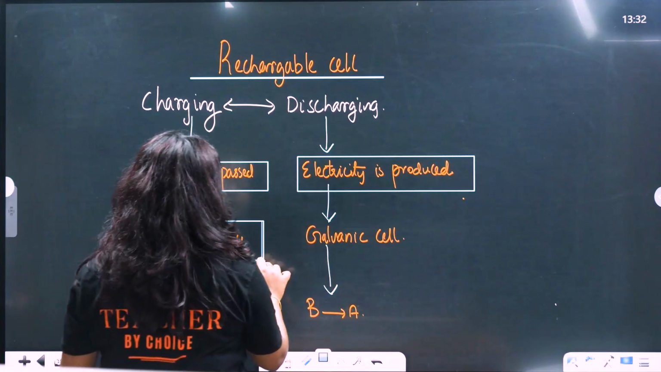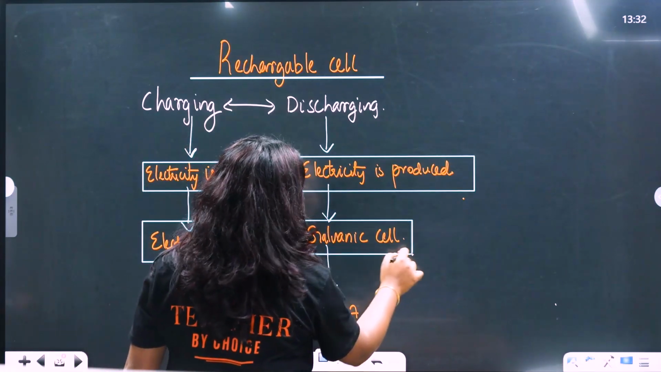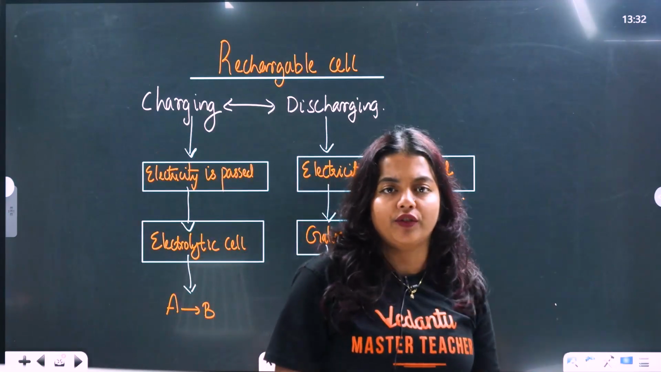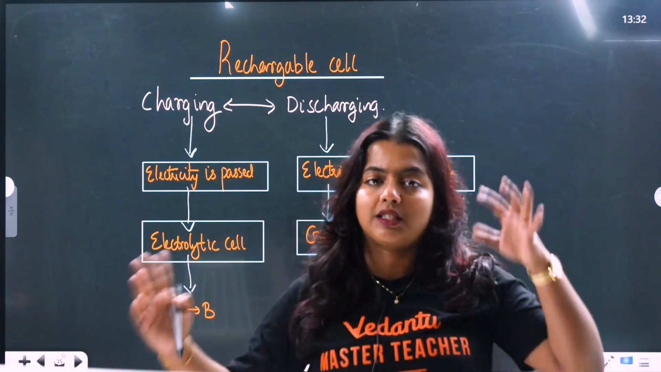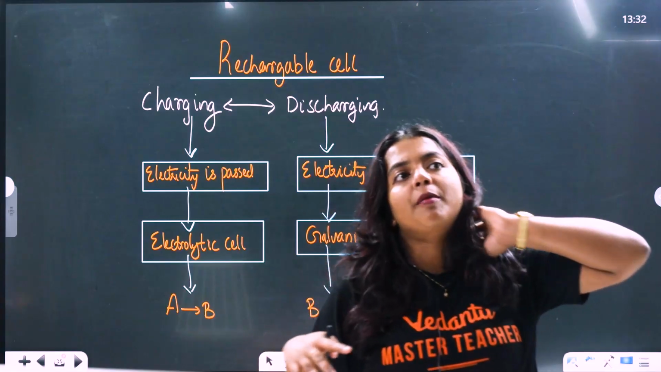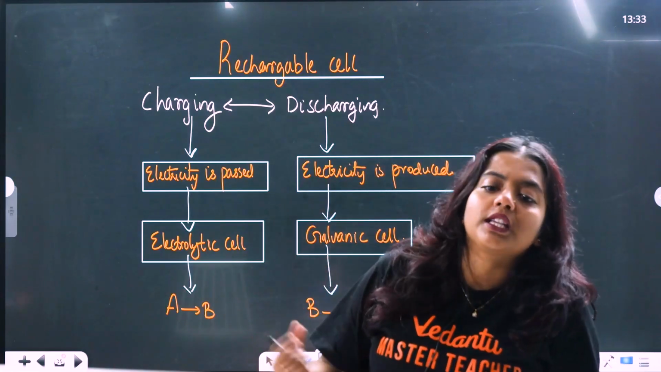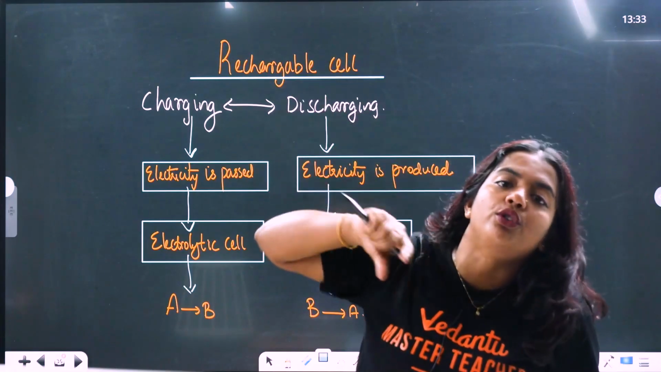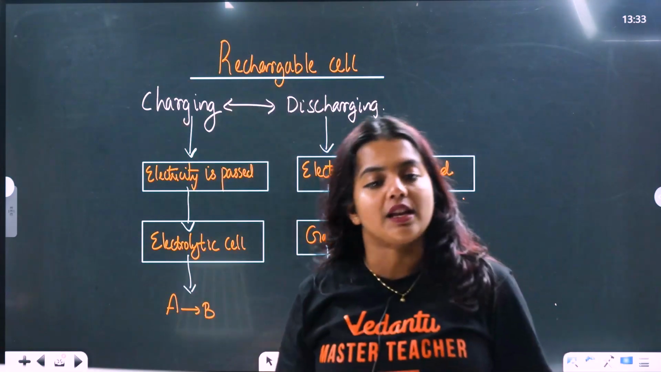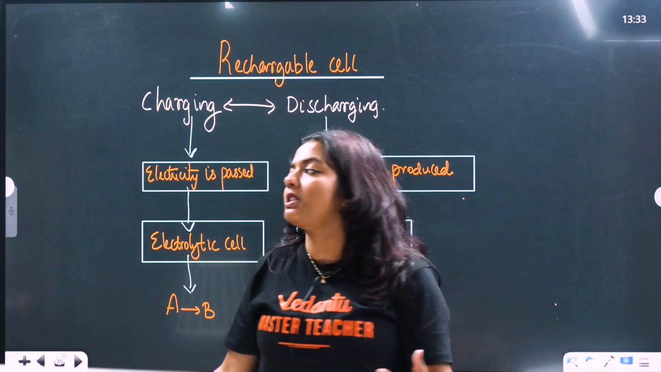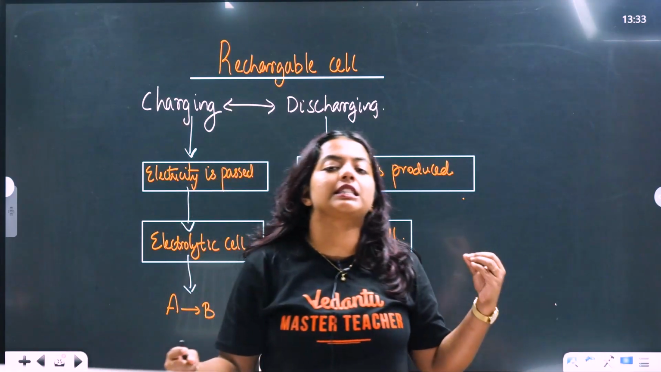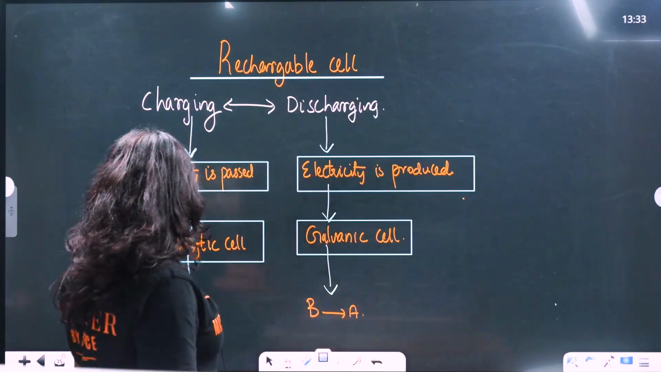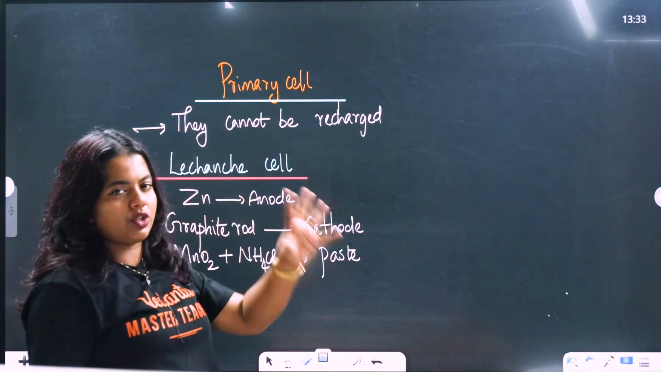So an example is the electrolytic cell. If electricity is produced, it is actually an example of the galvanic cell, right? Which means A to B and B to A happen. So charging and discharging both happen. Charging happens by passing electricity, and discharging happens when electricity is produced there. So if electricity is passed in, it is an electrolytic cell. If electricity is produced, it is a galvanic cell, which means A to B and B to A. This is a small thing which you have to know.